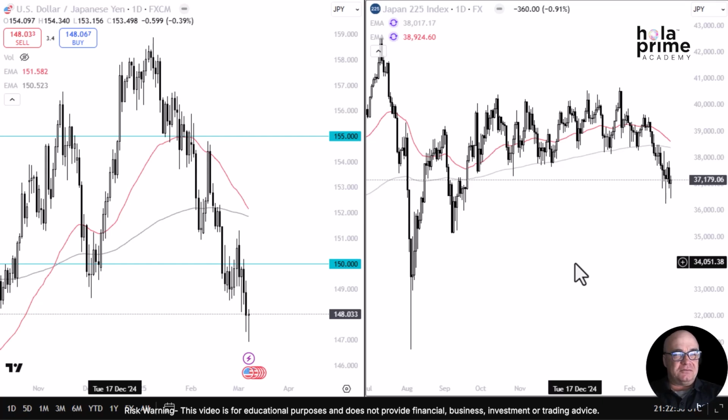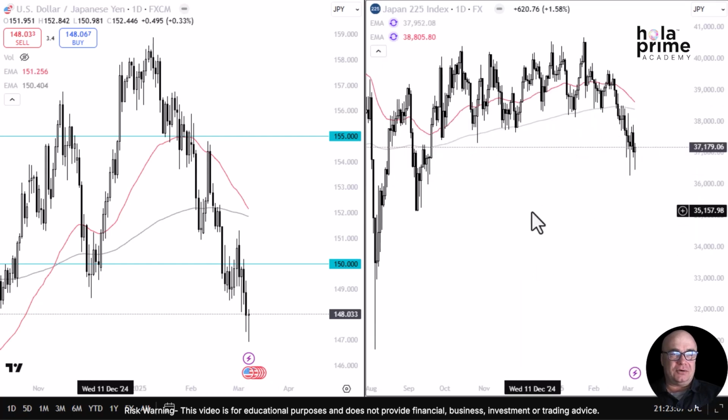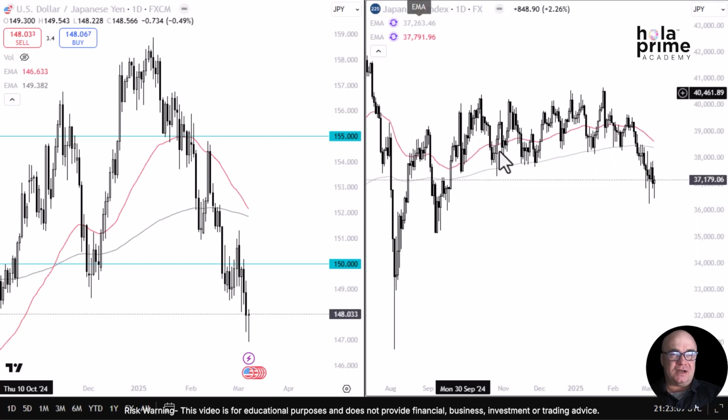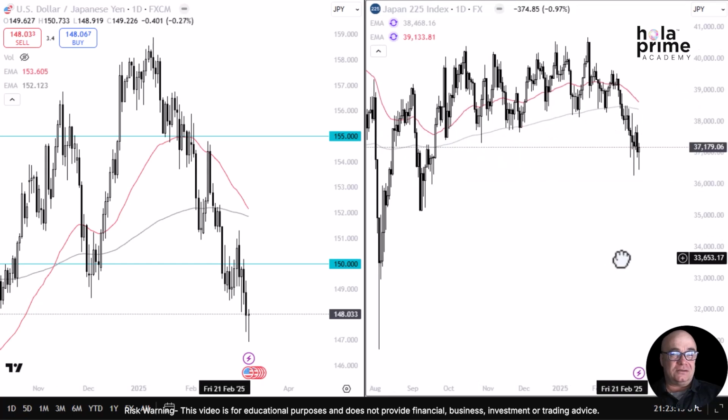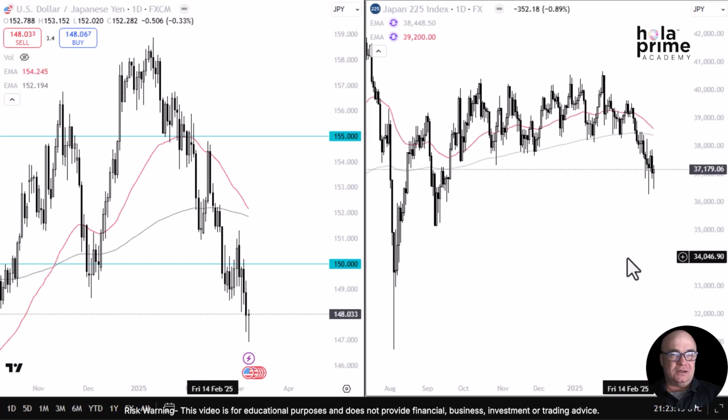So on the left-hand side, I have the dollar against the Japanese yen, and you can see that the dollar has been falling. It does look like it's trying to turn around by forming a hammer at the close of Friday. I happen to be recording this on the weekend. And you'll notice that there is also a hammer in the Japan 225 or the Nikkei 225 index. And why would that be?